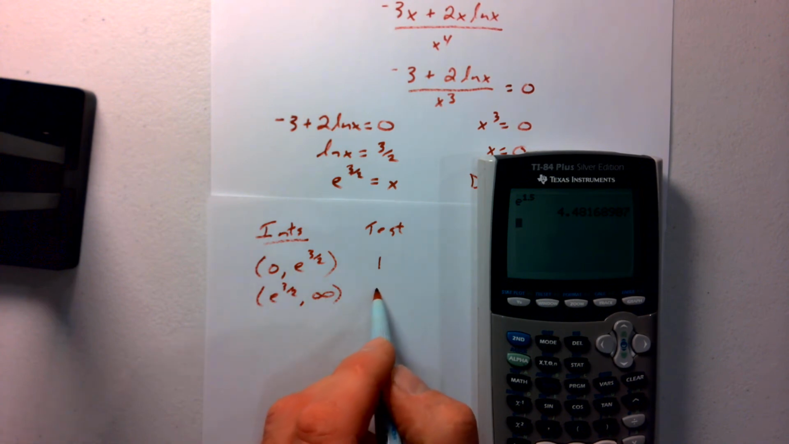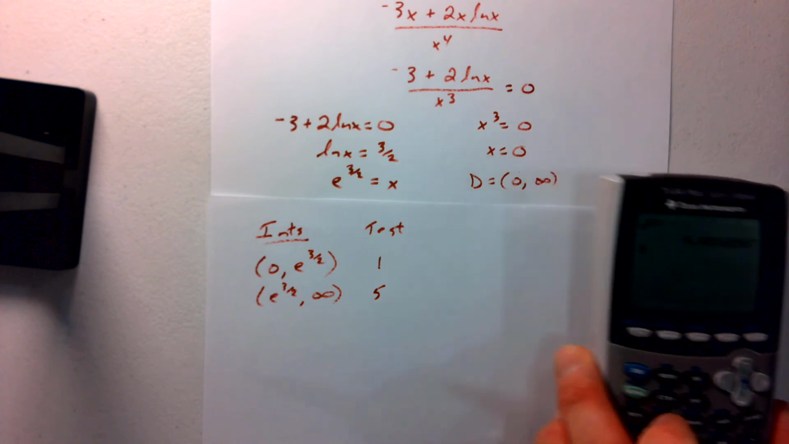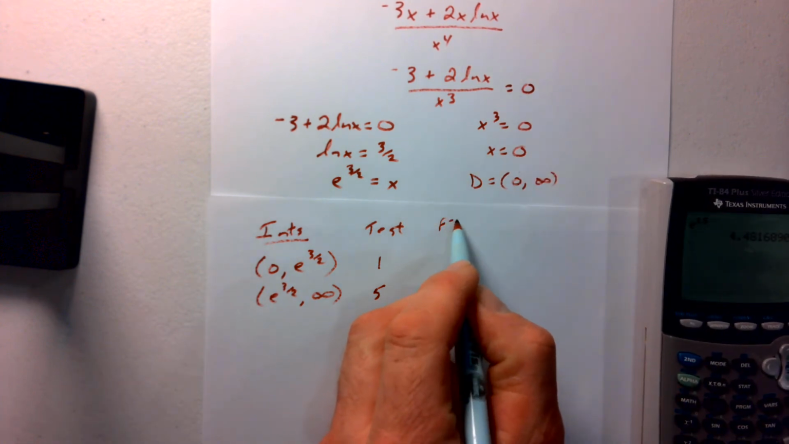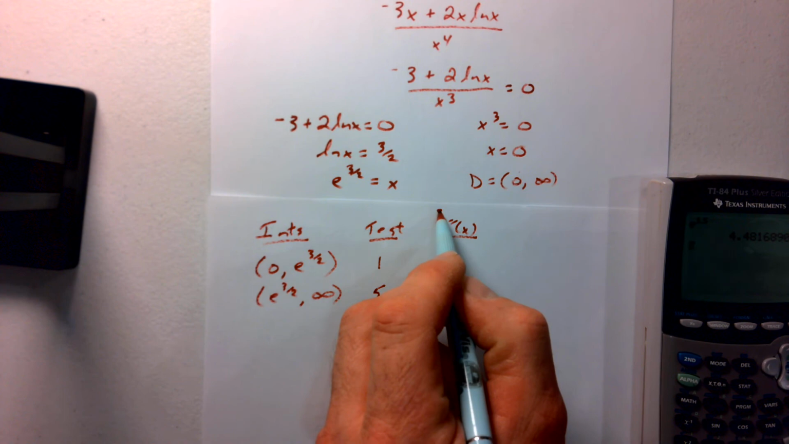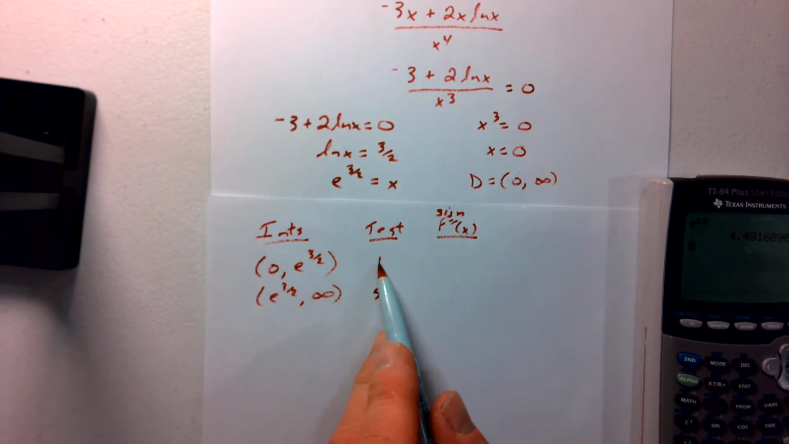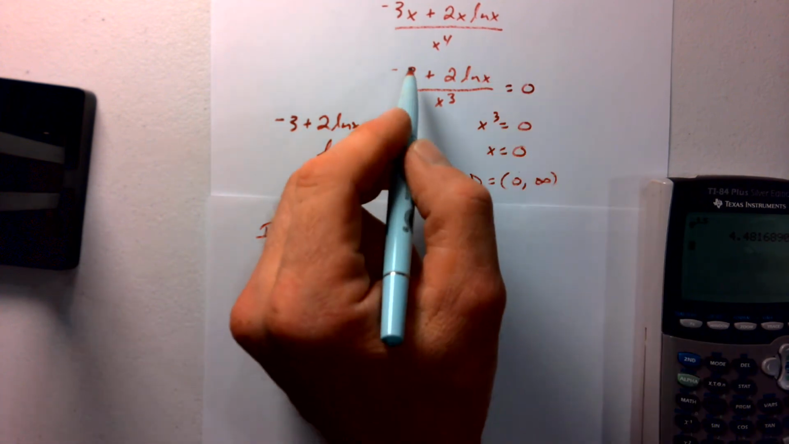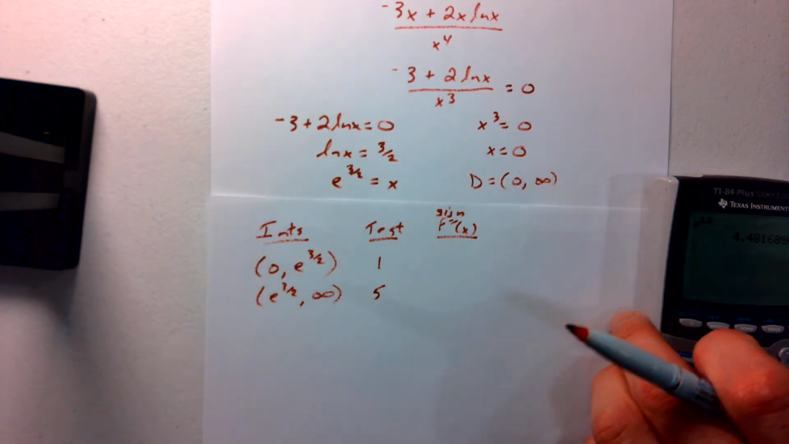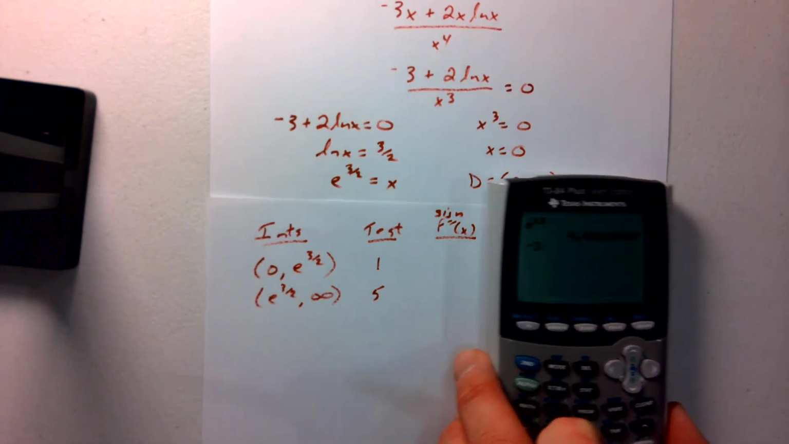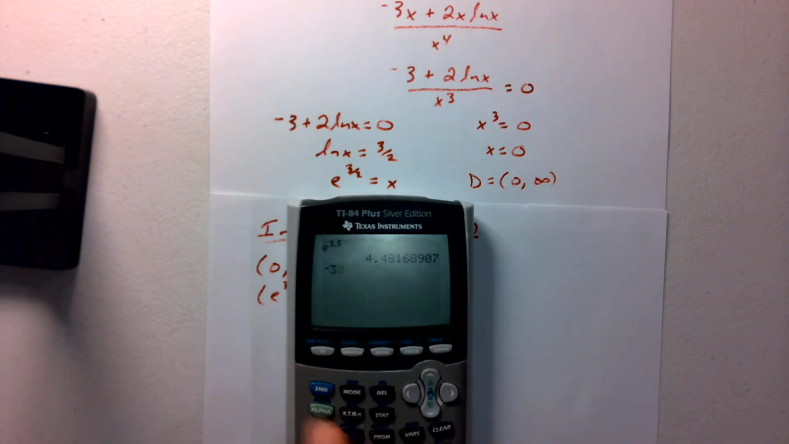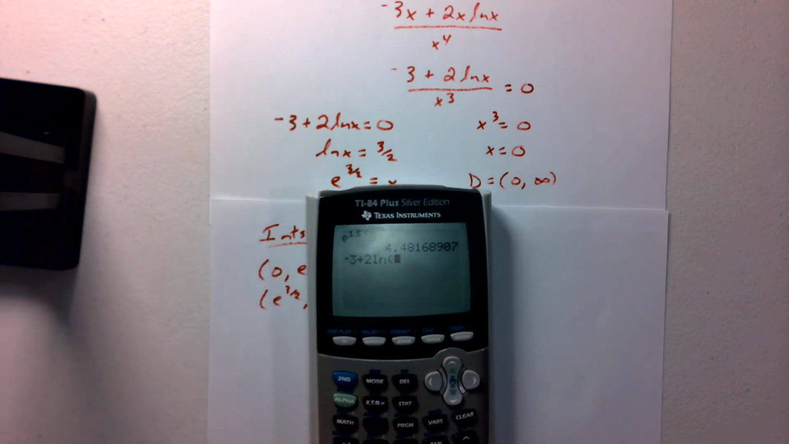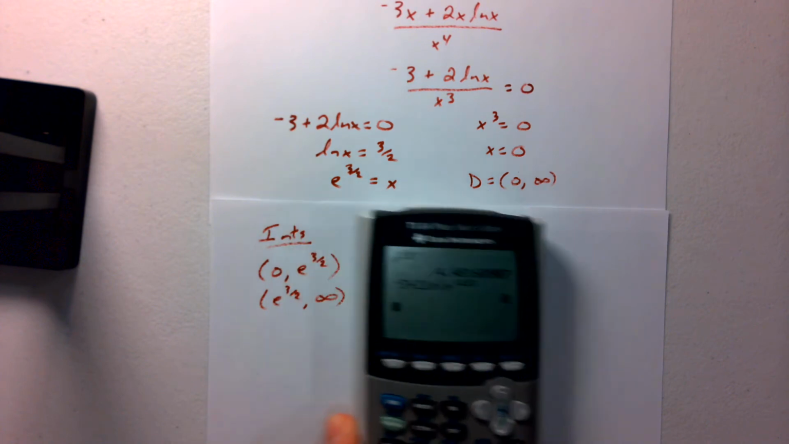And I'm going to go ahead and test 5. That'll be safe as well. I'm looking at the sign of my second derivative. So if I plug in 1, and again I'm going up here to my second derivative, I'm looking at -3 plus 2 natural log of e to the 3 halves. So I'm going to do my second e to the 1.5. Go ahead and get that. That gives me 0.